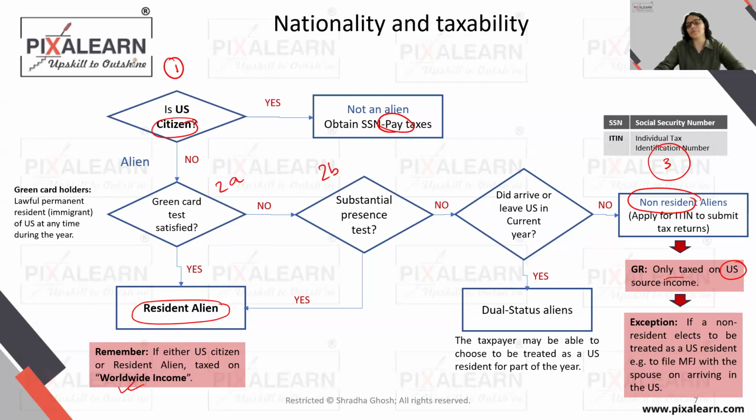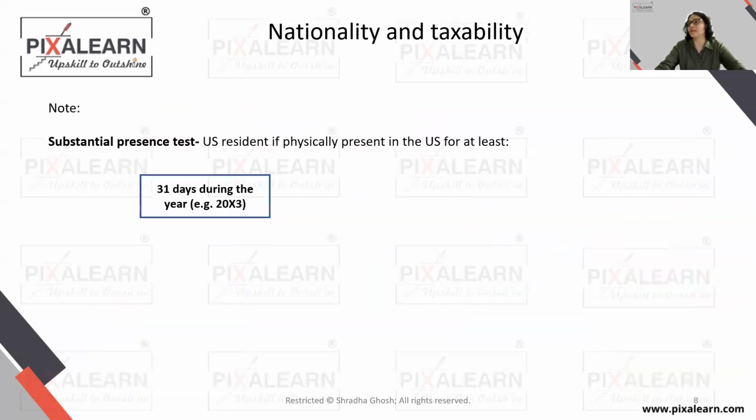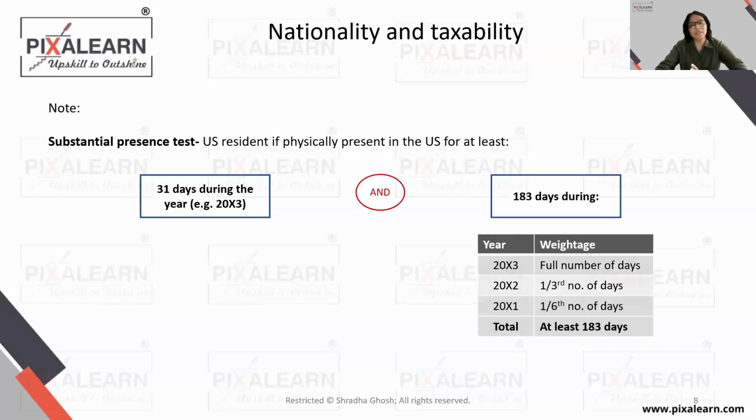When you talk about the substantial presence test, we generally say that in the current year, if you're thinking about the year 2023, then for that year you've spent at least a month, which is 31 days, in the US. And at the same time, you take the last 3 years, that means the current year, the year before that, and the year before that. That means, taking 2023 as an example, you take the current year, you move 1 year back, and then you move another 1 year back.